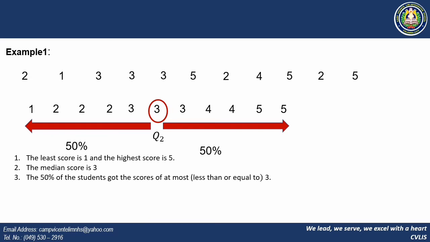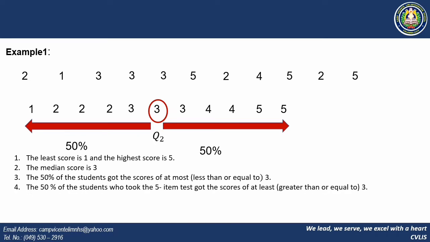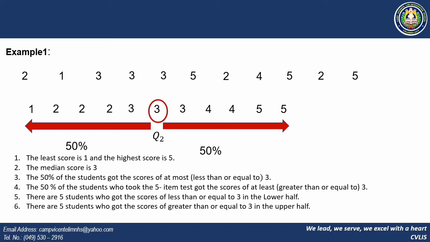The 50% of the students got the scores of at most, or less than or equal to, 3. The 50% of the students who took a 5-item test got the scores of at least, or greater than or equal to, 3. There are 5 students who got the scores of less than or equal to 3 in the lower half. There are 5 students who got the scores of greater than or equal to 3 in the upper half. The 5th student in a class surpassed 4 students who got the scores lower than him or her.